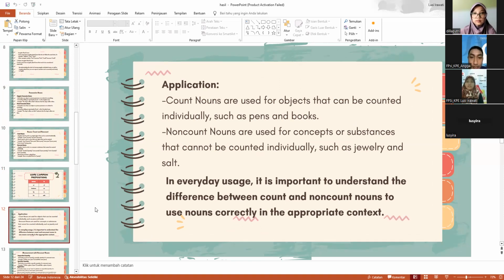Application. Count nouns are used for objects that can be counted individually, such as pens and books. Non-count nouns are used for concepts or substances that cannot be counted individually, such as jewelry and salt. In everyday usage, it is important to understand the difference between count and non-count nouns to use nouns correctly in the appropriate context.